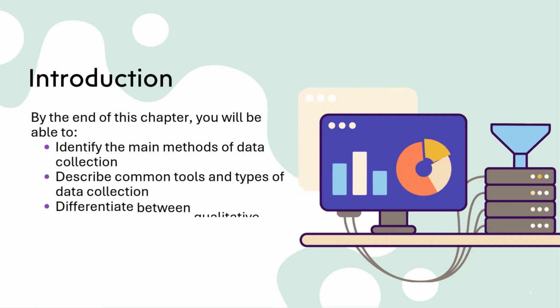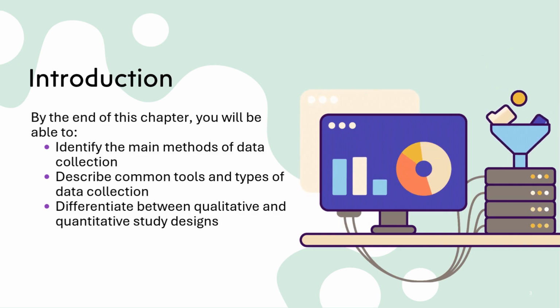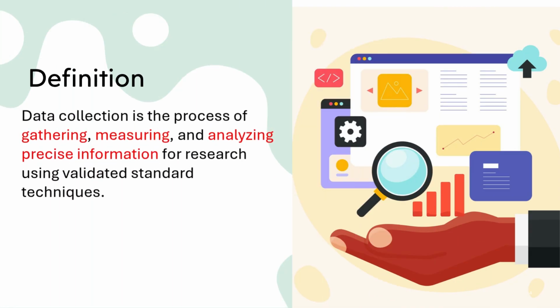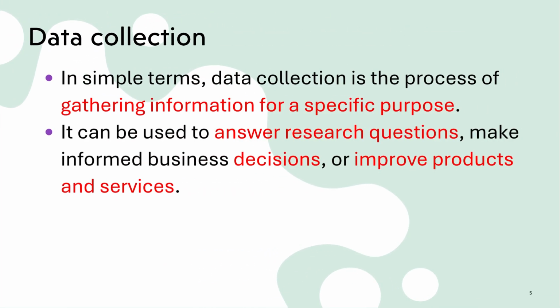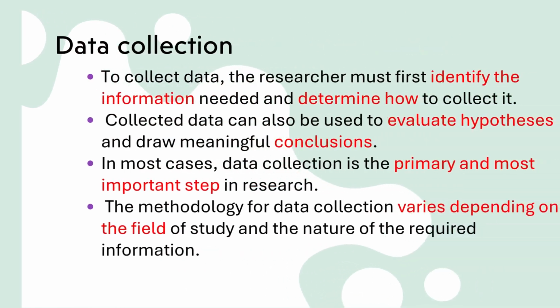In this chapter, we'll understand what data collection is, identify key methods, describe common tools and data types, and differentiate between a qualitative and quantitative study. So, what is data collection? Data collection is the process of gathering, measuring, and analyzing precise information for research using validated standard techniques. In simple terms, data collection is the process of gathering information for a specific purpose. It can be used to answer research questions, make informed business decisions, or improve products and services.